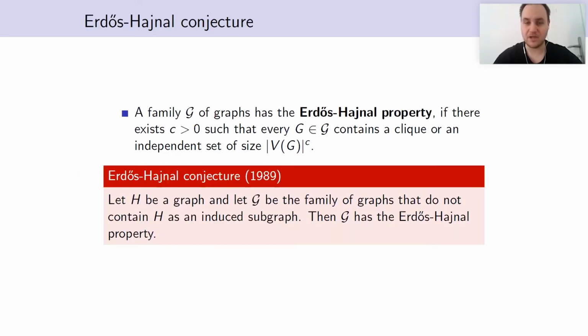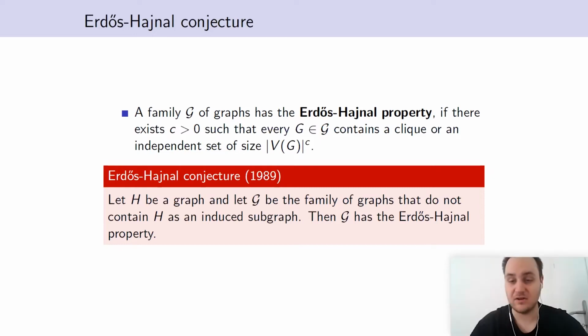We all know that there exist graphs, namely random graphs, which only have logarithmic-sized cliques and independent sets. But Erdős and Hajnal noticed that the moment our graph has a certain structure, we can immediately find much larger cliques and independent sets. In particular, they proposed a conjecture that if we consider a graph G that avoids some fixed graph H as an induced subgraph, we can immediately find polynomial-sized cliques or independent sets.